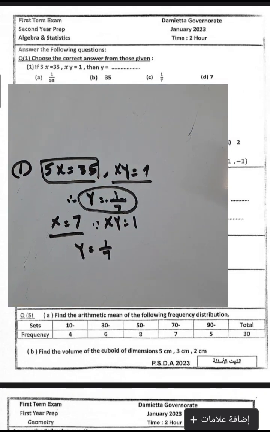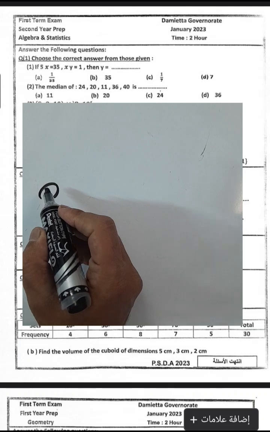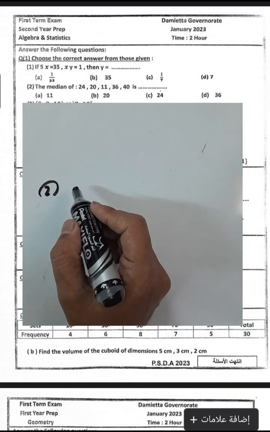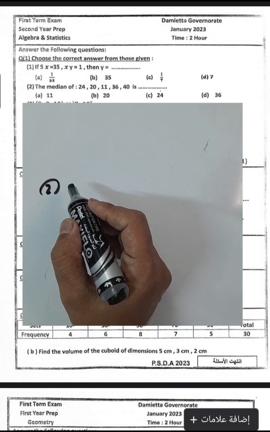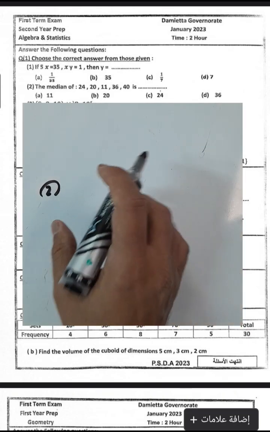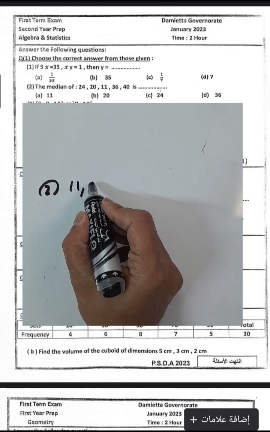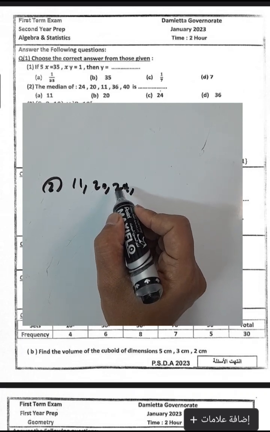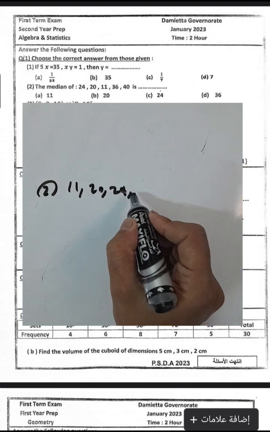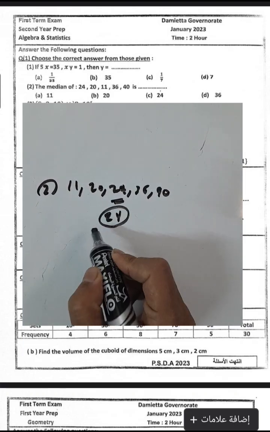Okay. Question number 2. The median of 24, 20, 11, 36, 40. We must arrange all values in ascending or descending order, then choose the number that lies in the middle. First number 11, and next 20, 24, 36 and 40. Then the median here will be 24.